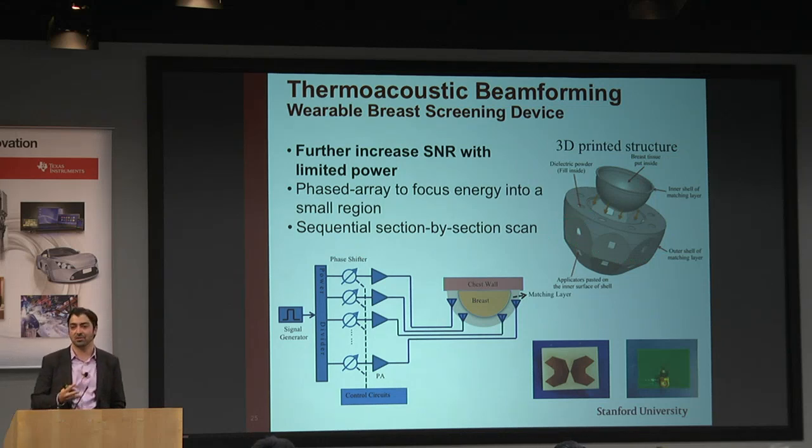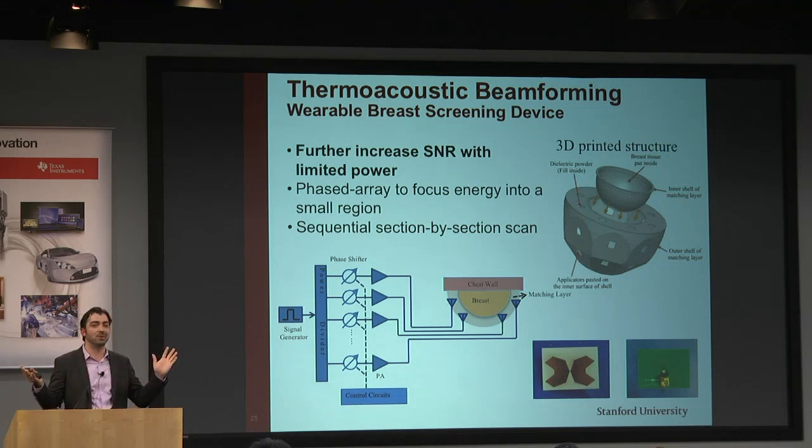Now, why did we design an array? The reason we designed an array is that we had one trick at our disposal, which was increasing the pulse width, doing coherent processing. That gave us 20, 30 dB in SNR improvement, depending on your pulse width. Another trick is, what if you have an array, you can coherently sum the signal. We know about beamforming. This community has been doing beamforming for a long time. Can you apply the same thing in tissue?